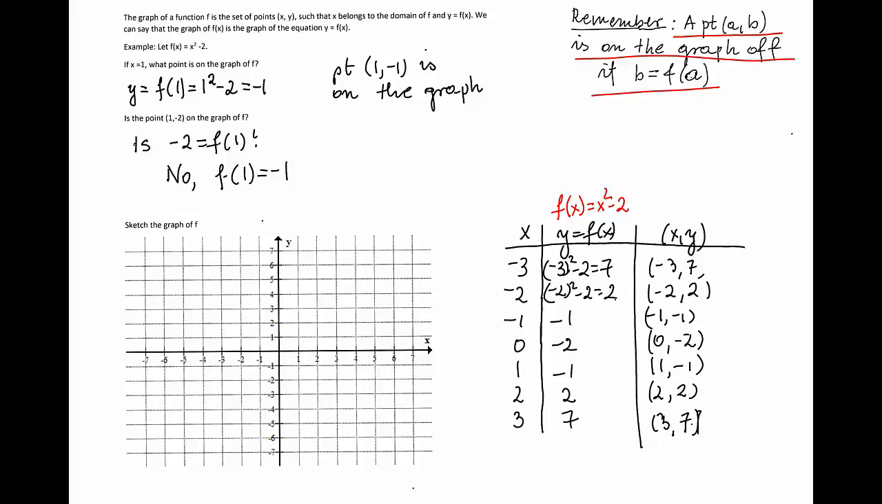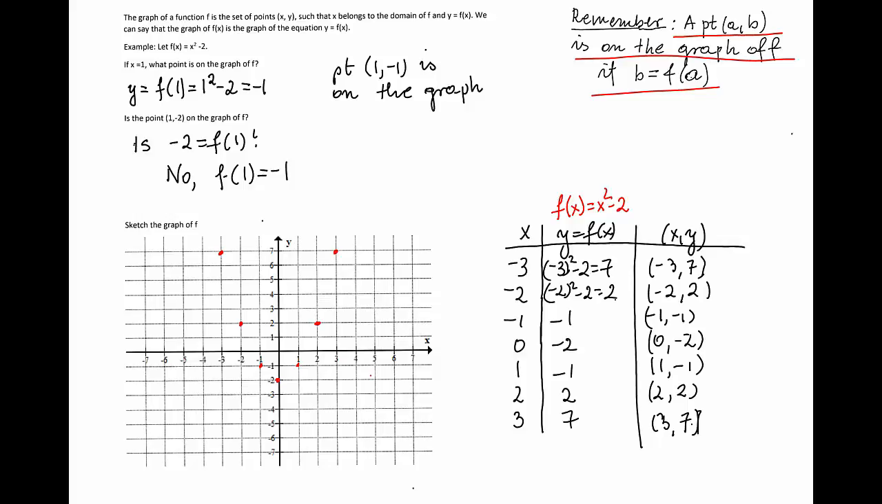We plot those points in the coordinate system, so (negative 3, 7), (negative 2, 2), (negative 1, negative 1), (0, negative 2), (1, negative 1), (2, 2), and (3, 7).